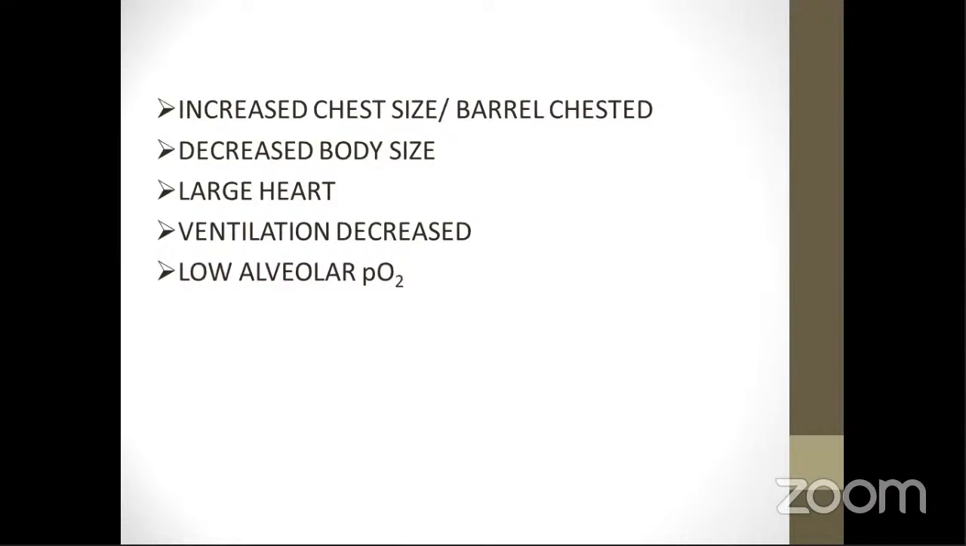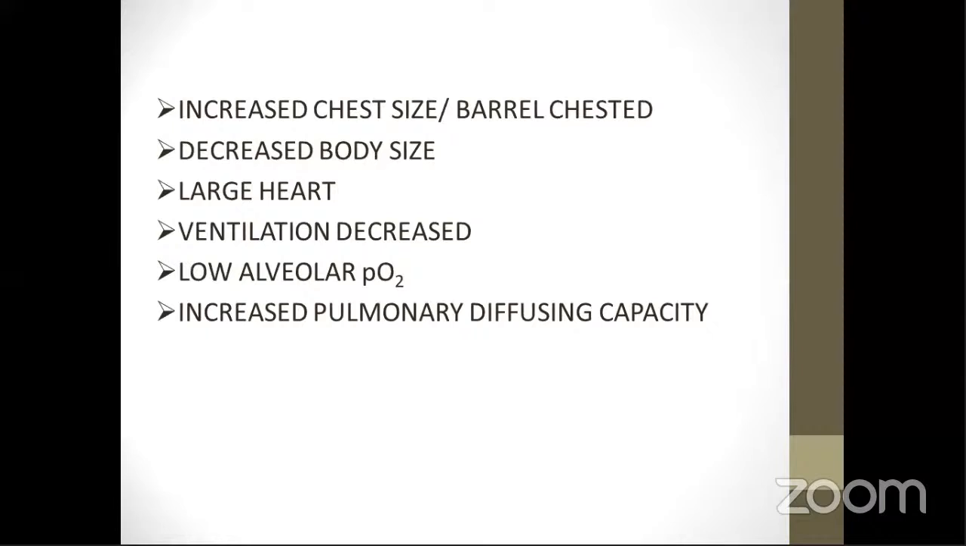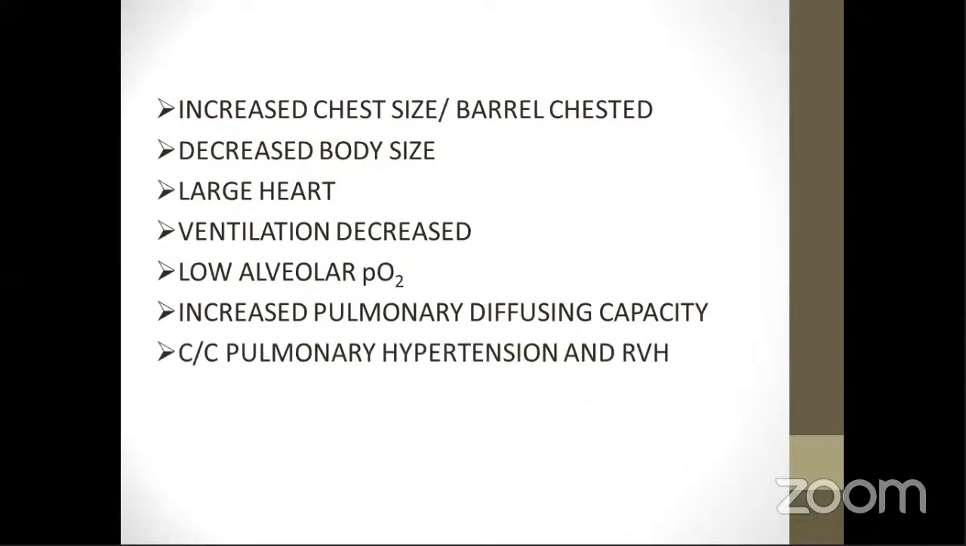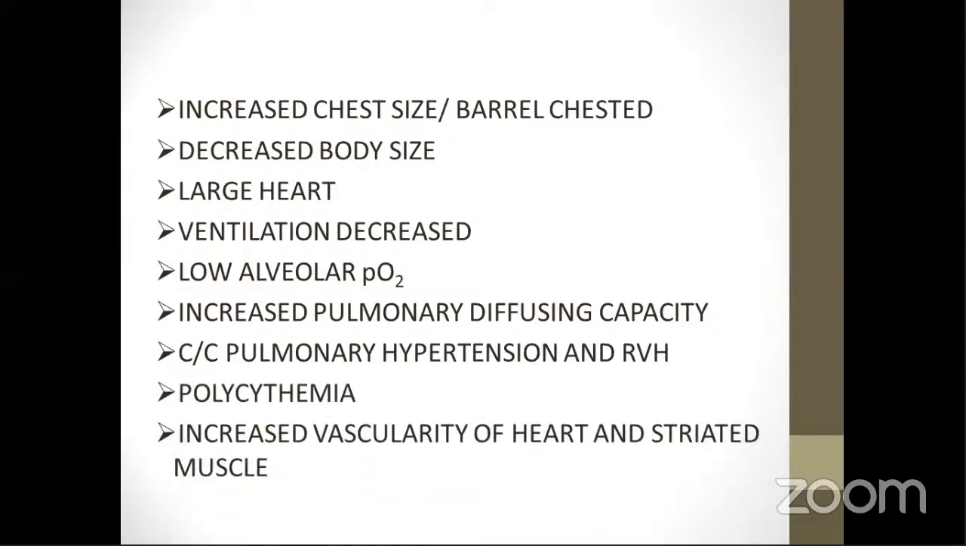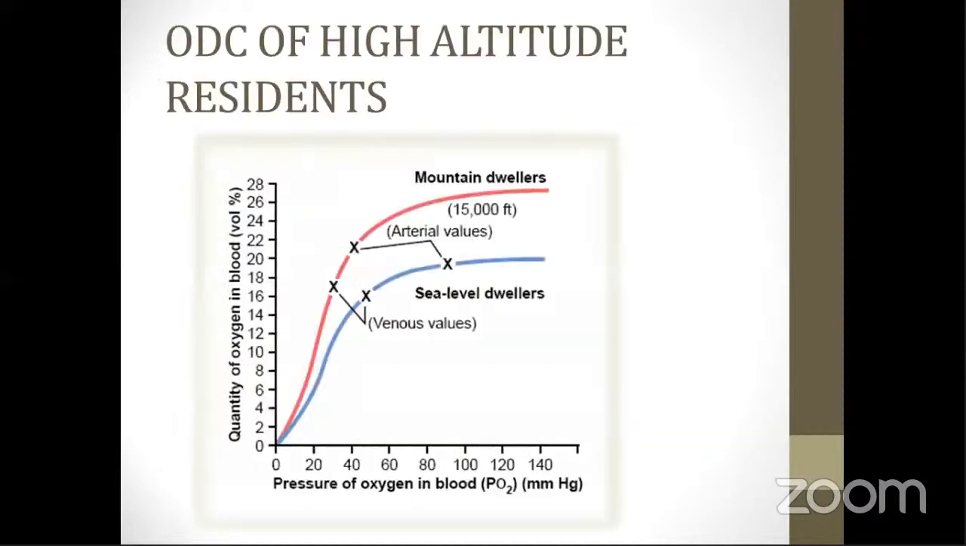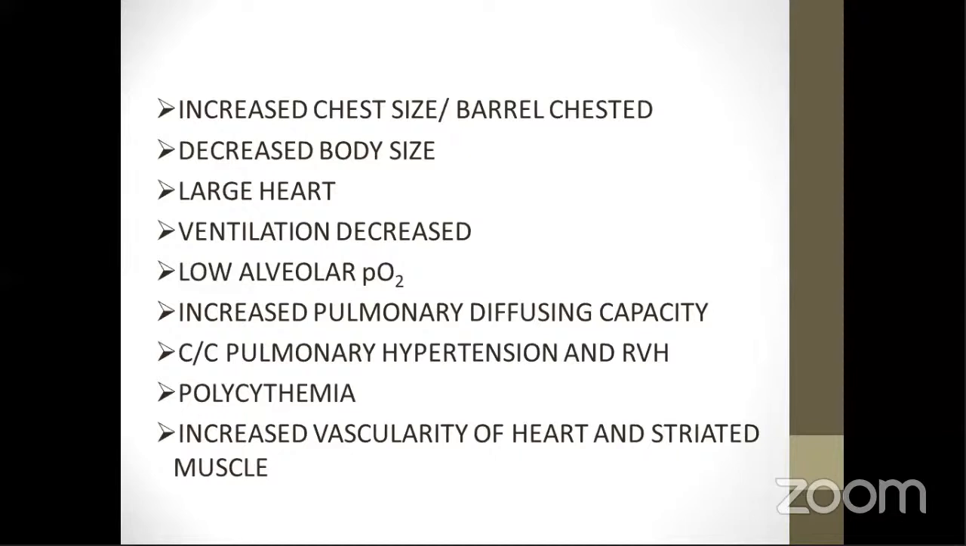and next is low alveolar PO2, partial pressure of oxygen, and there is increased pulmonary diffusing capacity and chronic pulmonary hypertension and RVH, right ventricular hypertrophy. And polycythemia will be seen, and there is increased vascularity of heart and striated muscles. Okay, these are the changes seen in natives residing at high altitude. Acclimatization എന്ന് പറഞ്ഞു കഴിഞ്ഞാൽ കുറച്ച് നാളത്തേക്ക് മാത്രം ഹൈ ആൾട്ടിറ്റ്യൂഡിൽ പോകുന്ന ആൾക്കാരിൽ കാണുന്ന ചേഞ്ചസ് ആണ്. ഓക്കെ, അഡാപ്റ്റേഷൻ എന്ന് പറഞ്ഞാൽ സ്ഥിരമായിട്ട് അവിടെ താമസിക്കുന്നവരിൽ കാണുന്ന ചേഞ്ചസ് ആണ്.